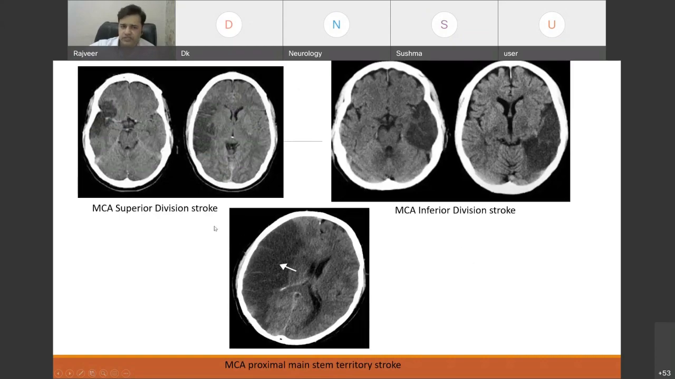So this is the MRI again showing the same syndromes: MCA superior division involvement, MCA inferior division involvement, and MCA stem involvement. You can see only the ACA and PCA territories are spared and the rest is all involved.